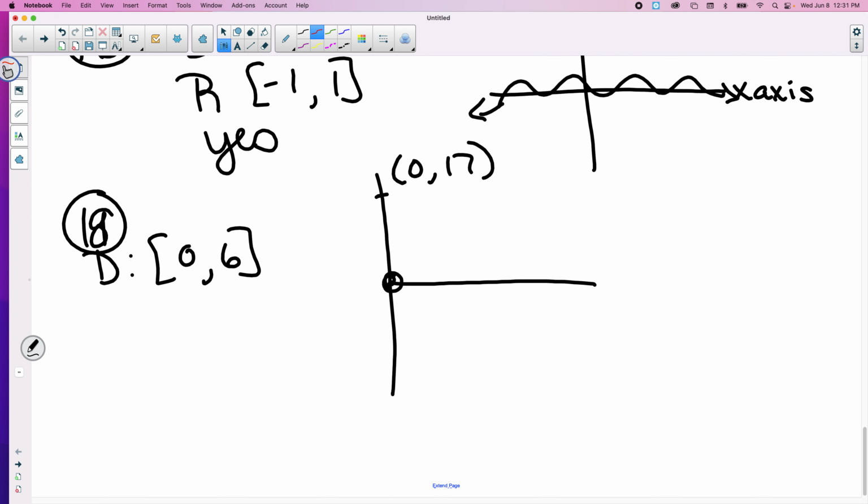Wait, how is it 0? Because this point is 0, 17, and that's the smallest point. But it goes under. That's the y-axis. That's going to be your y coordinates. So for domain, you look at left and right motion. What's the furthest point to the left? Okay. For range, I look at the up and down motion. So what's the lowest point? Negative 6. Negative 6 is our lowest point.